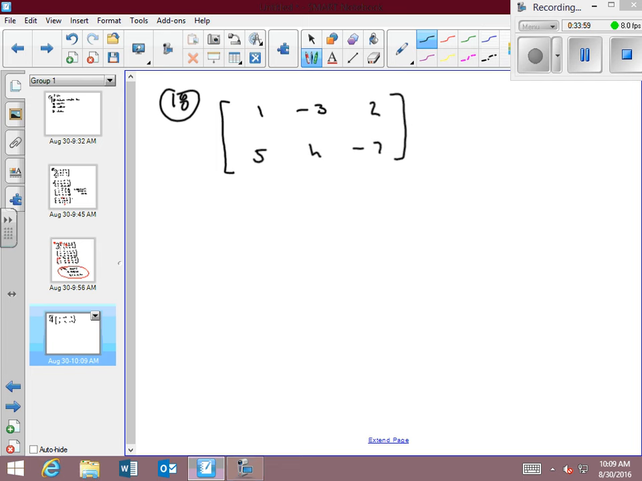Now, the first thing I'd want to do is get it in echelon form, right? So what would I have to do? Multiply the first row times -5 and add it to the second. So I'm at 1, -3, 2. First row times -5 combined with the second would give me a 0 there. First row times -5 would make that a plus 15 and combine it with H, so H plus 15. First row times -5 is a minus 10, combine it with a -7, minus 17.